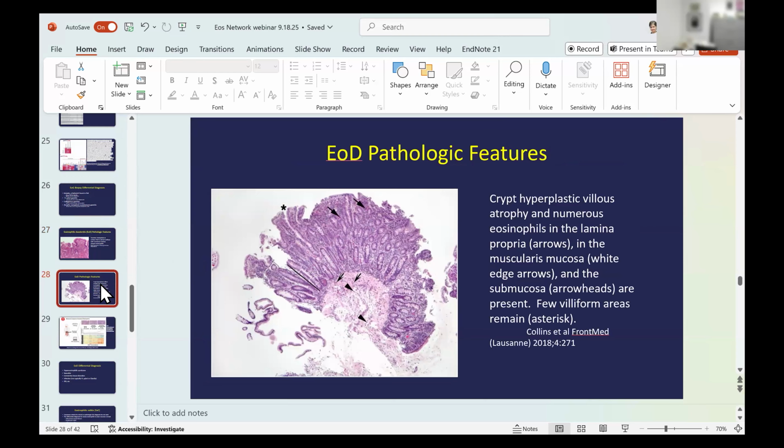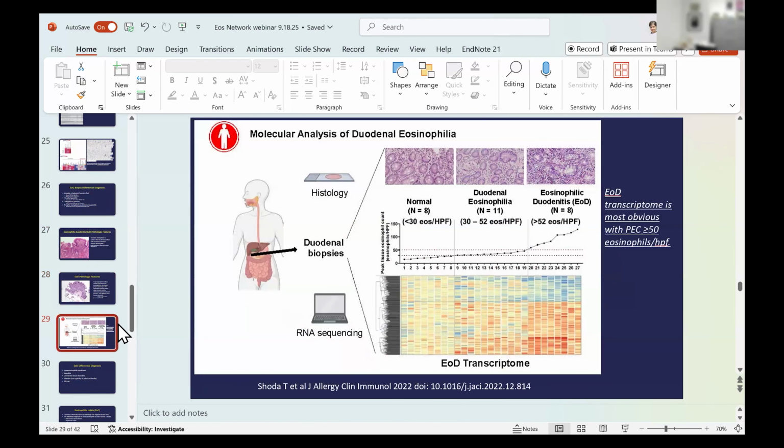And it's a faraway view, but here there are hardly any things that look like villi. The asterisk is marking a few across at the top on the left. The large arrows are pointing to a lot of eosinophils in the lamina propria. There are smaller arrows pointing to eosinophils in the muscularis mucosa, and arrowheads are pointing to eosinophils in the submucosa. Normally, eosinophils are not found in the muscularis mucosa or the submucosa in practice.